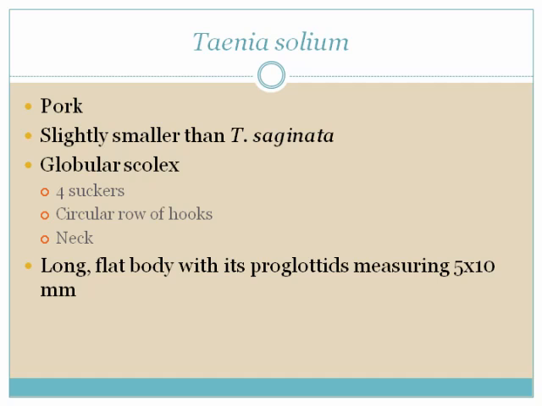Taenia solium is the pork tapeworm. It's slightly smaller than saginata. The scolex is globular and has 4 suckers. It has hooks and it also has a neck. This parasite can also get pretty long, proglottids measuring 5 to 10 millimeters.